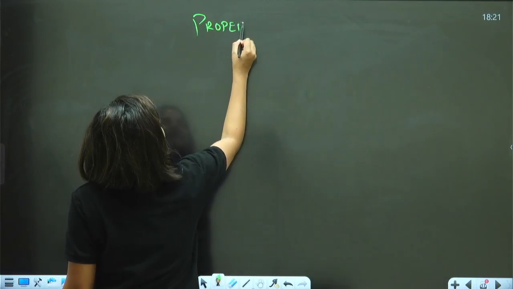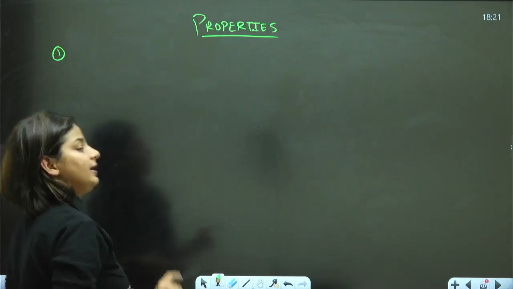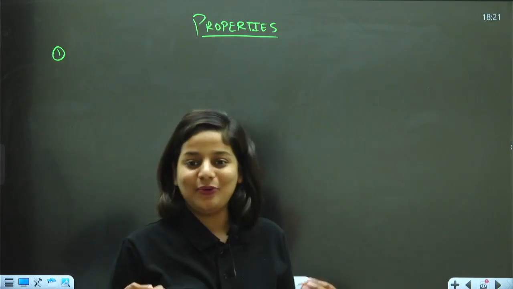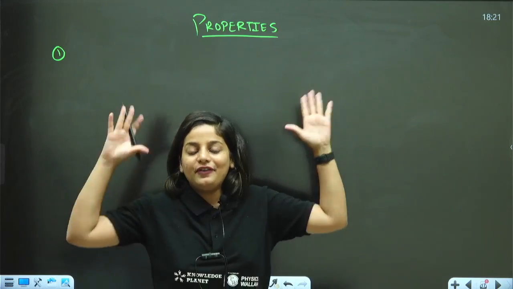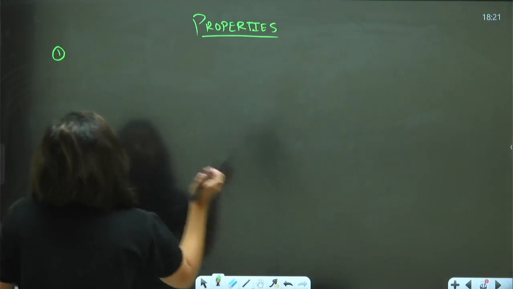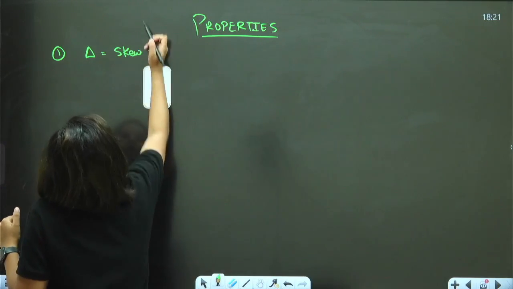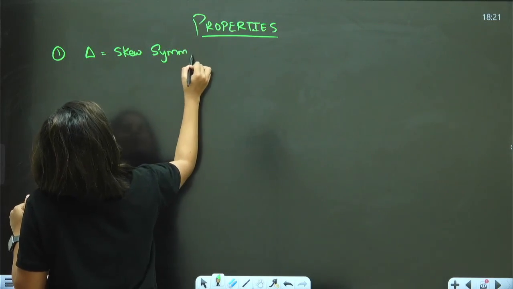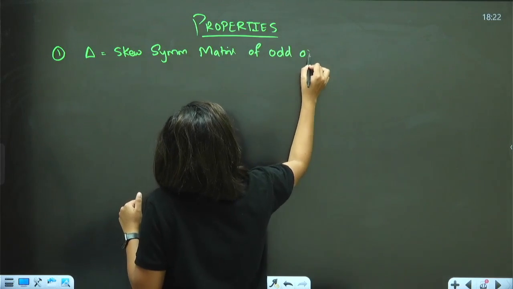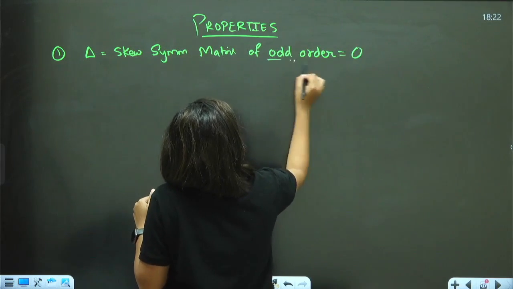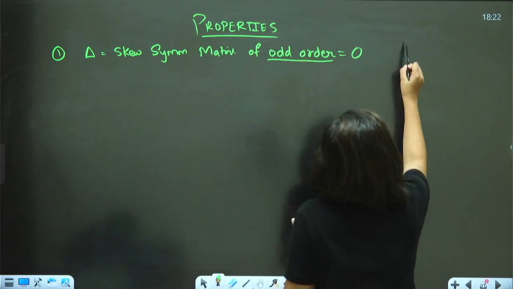Summing up guys, final summing up. The first thing, after a lot of practice, solving questions, teaching students, a few points that we can bring in front of you, so it helps you directly in your examination. First point, determinant of a skew symmetric matrix of odd order will always be 0. If a skew symmetric matrix, take an example.